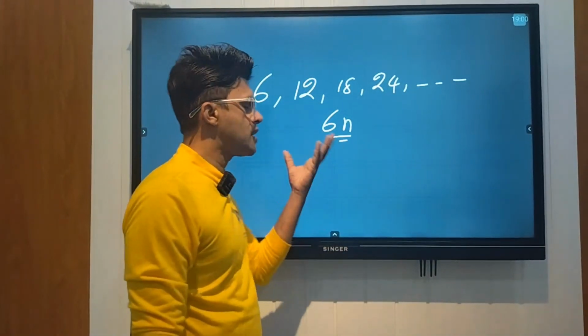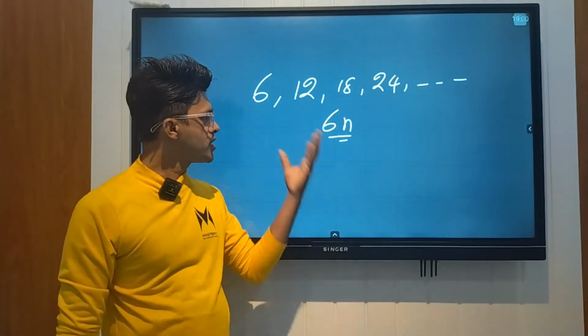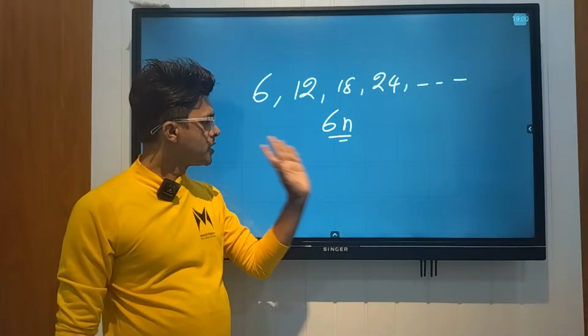Why did we get the general term of this number pattern as 6n? You know, these are the multiples of 6. So the general term of this number pattern is 6n. That's okay.